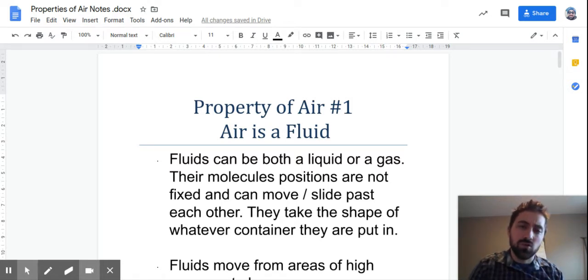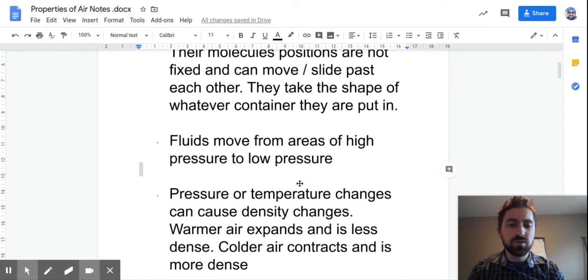If you throw an ice cube into a jar, it doesn't magically take the shape of that container because it has a fixed shape. Fluids, both liquids and gases, don't have that fixed shape, and they can pour into a jar and take the shape of that container. Fluids move from areas of high pressure to low pressure. If they're experiencing a lot of pressure in one area, they will actually move over to another area so that they can even out that pressure.